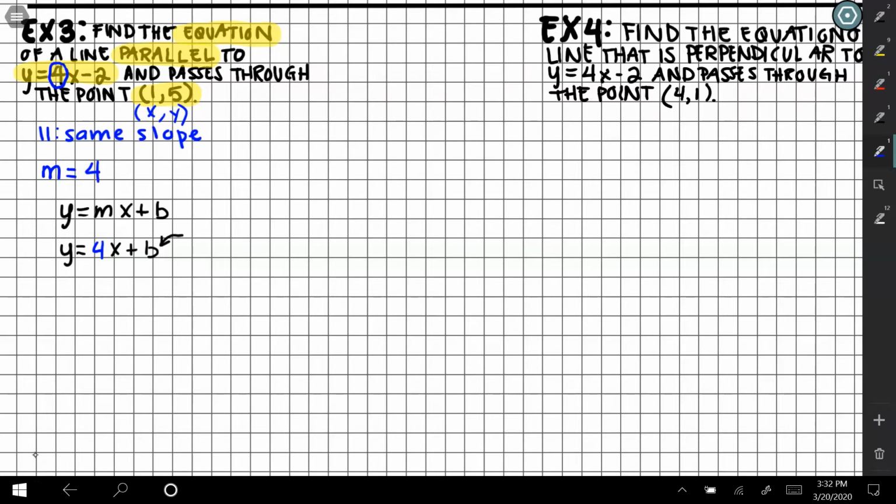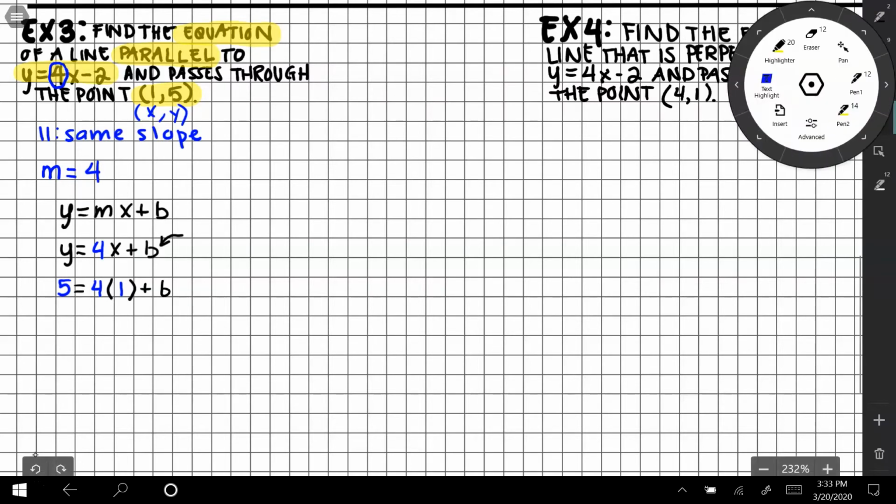So I have, instead of y, I'm going to write 5 equals, my 4 is going to stay there. When we have a number and a variable next to each other, it means we're multiplying them. So I'm going to show that by adding some parentheses. Instead of x, I'm going to write a 1. And then I'm going to go plus b. And now I can solve for my problem. My blue pen went away.